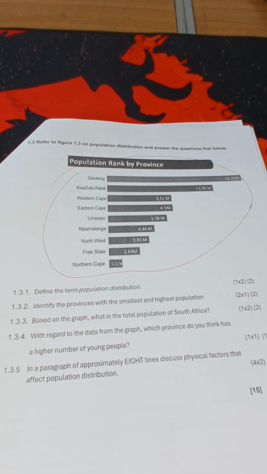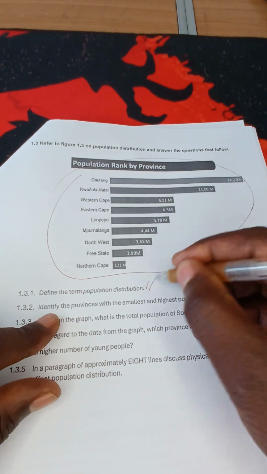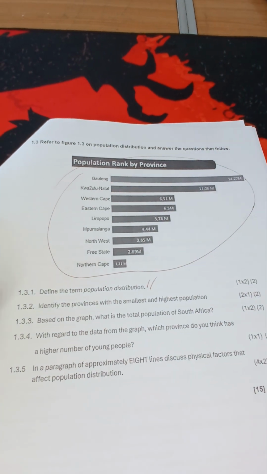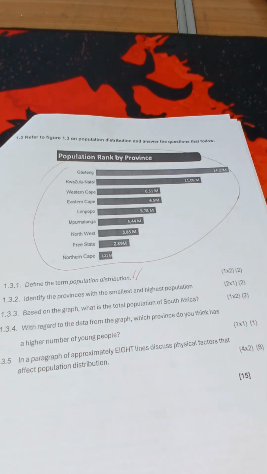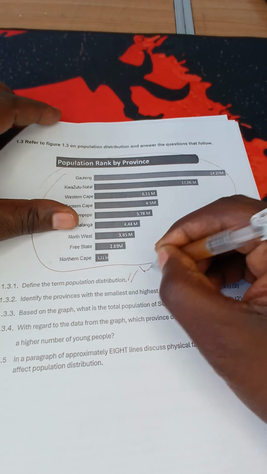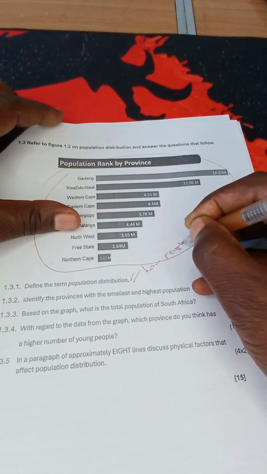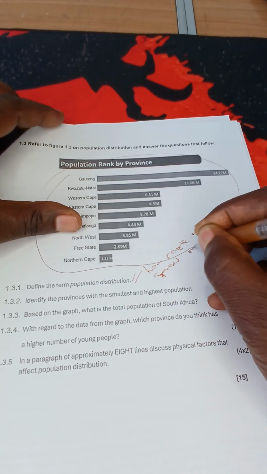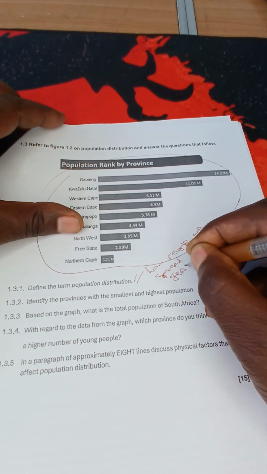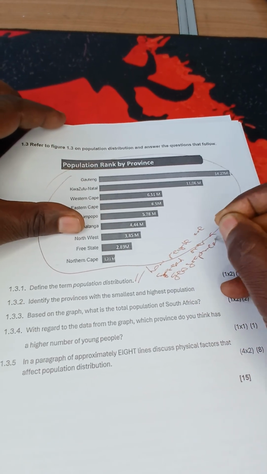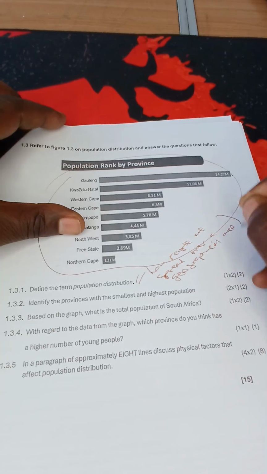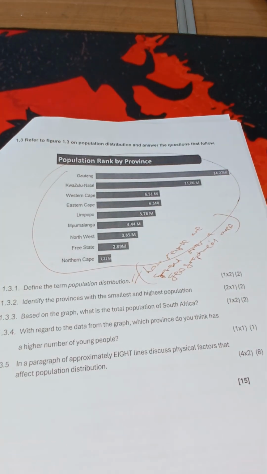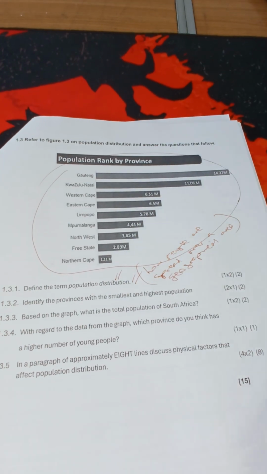The first thing is define the term population distribution. What is population distribution? This is what the question is asking you. Population distribution is how people are spread across a geographical area. So that's what population distribution is about, how people are spread over a geographical area. It's a concept. You have to make sure that you get it right, okay?